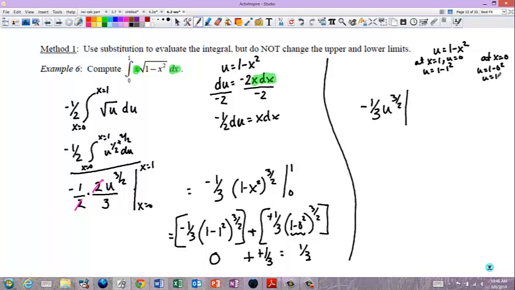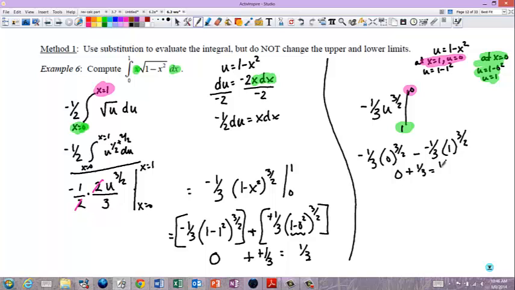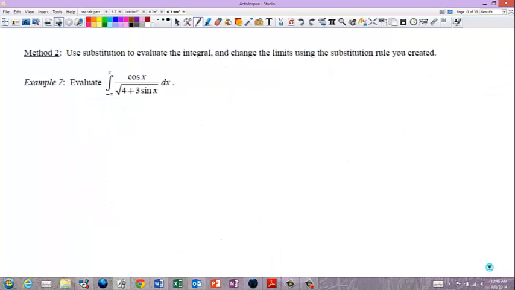So where this was a 0, now it's going to be a 1, and this was a 1, now it's going to be a 0. So you could have done negative 1/3 times 0 to the 3 halves minus negative 1/3 times 1 to the 3 halves, which is still 0 plus 1/3 is 1/3. So you can actually do those either way. Okay, and then method 2, which I just showed you, it's fine.